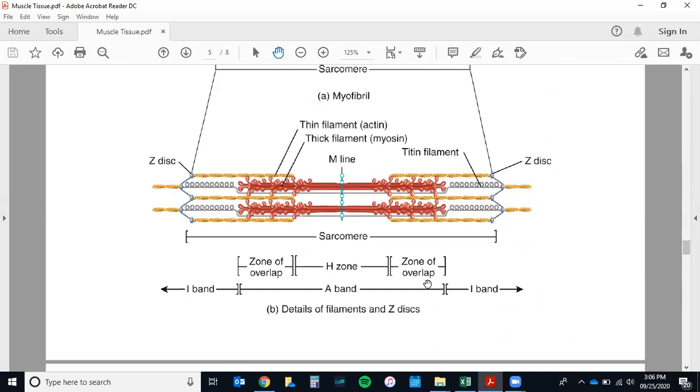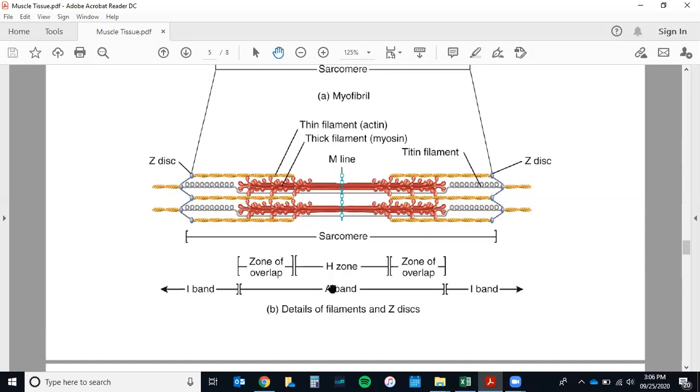The A band is the portion of a sarcomere that goes from one side of the thick filament to the other side of the thick filament. Okay. Now, an A band is strictly found within one sarcomere, whereas an I band actually spans across two sarcomeres. So it's split in half between two sarcomeres by the Z disc.